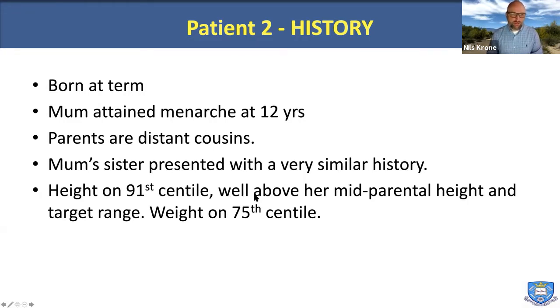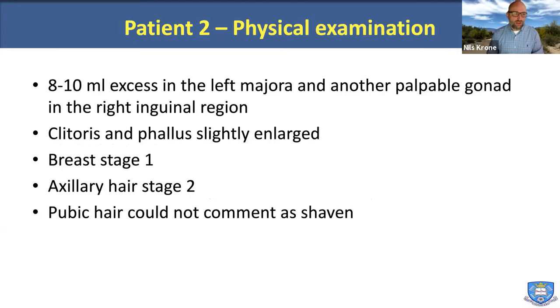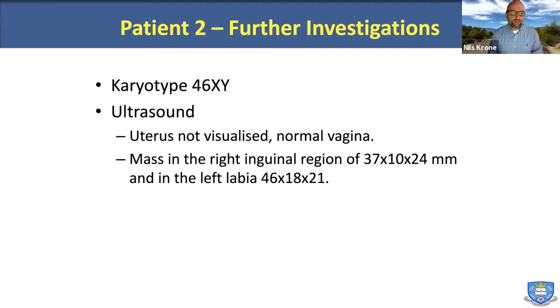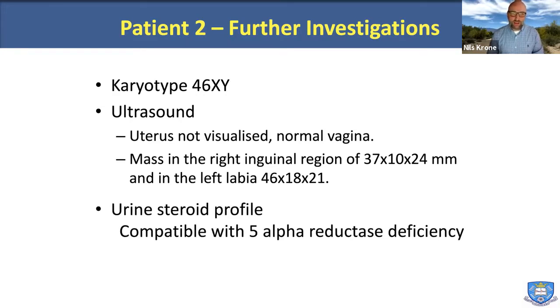And this young woman is very tall. To cut a long story short, there are masses down in the left labia majora, and that's indicative of testes, and no breast development, etc. And pubic hair, I'm not sure if any of your patients still has pubic hair, because they're all shaven nowadays. To cut a long story short, this is someone with 46XY karyotype. Uterus wasn't visualized, and this is also someone with 5-alpha reductase deficiency.